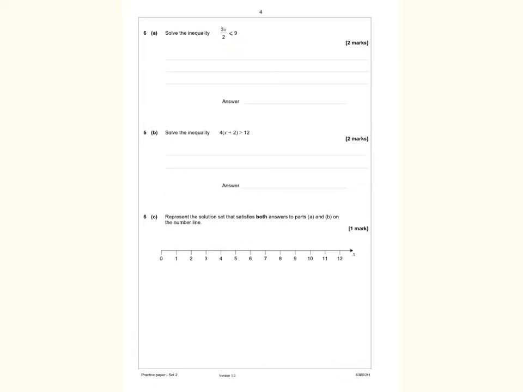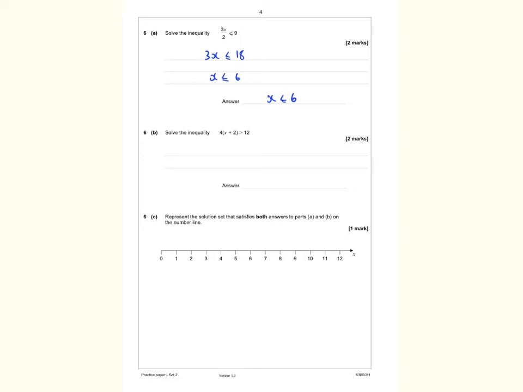Okay, so question 6 is to solve an inequality. Okay, here we're going to need 2 steps for this. We're going to need to multiply by 2 on both sides and then divide by 3. Okay, so when I multiply both sides by 2, I get 3x is less than or equal to 18. Divide both sides by 3, I'm going to get x is less than or equal to 6.